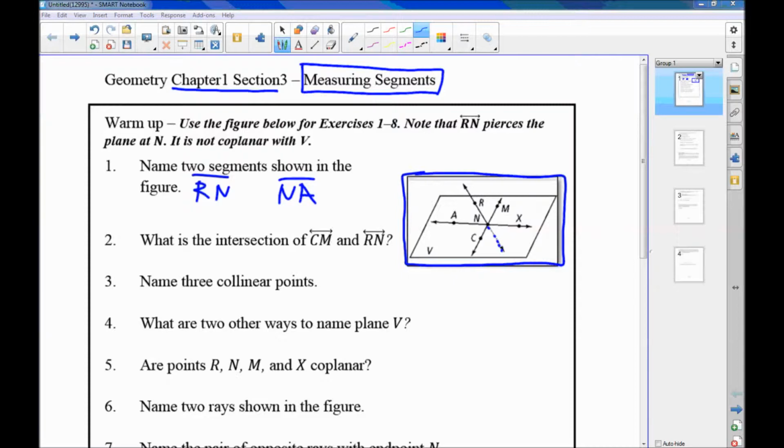Okay. What is the intersection of lines CM and RN? So CM is here and RN is here, and they intersect at point N. So C, M, and N are collinear because they're on the same line. All right, name three collinear points. So we know C, M, and N are collinear, but A, N, and X are also collinear. So I'm going to name those.